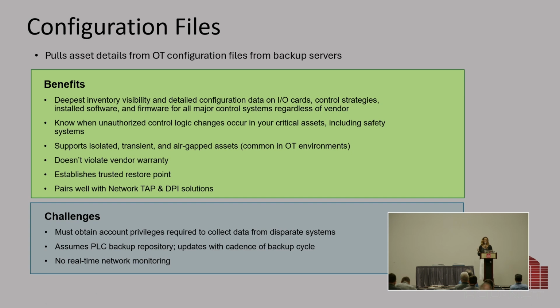And then there's no real-time OT network monitoring, so you're not going to get the threat intelligence. You're not going to know if Iran, Russia, China are in your network, because even though you're doing asset management, your network or your processes will still be at risk. All right, so those are the three methods.